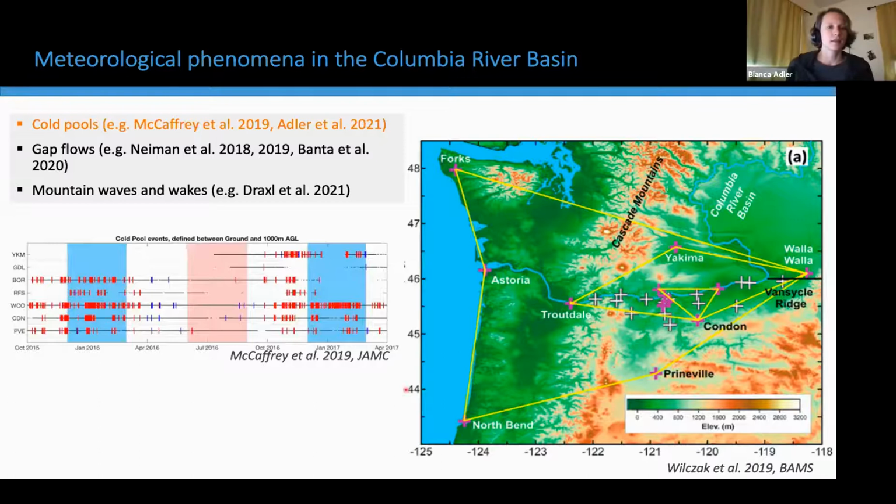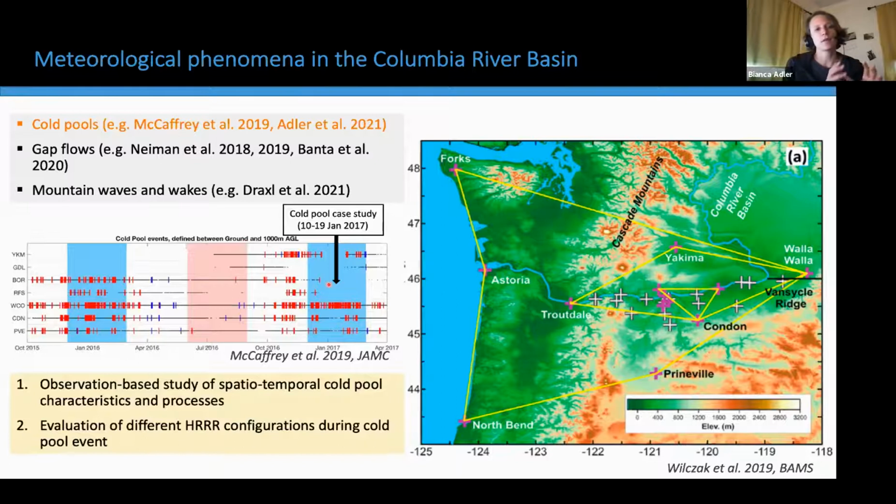And this plot here shows the frequency of cold pool occurrence during the 18 months of the campaign. And you can see that quite a lot of cold pools occurred or were measured in the Columbia River Basin, especially during winter months, which are indicated here by these blue shadings. And I will now focus on one specific cold pool case study from January 2017.